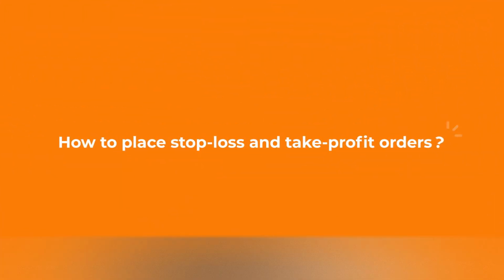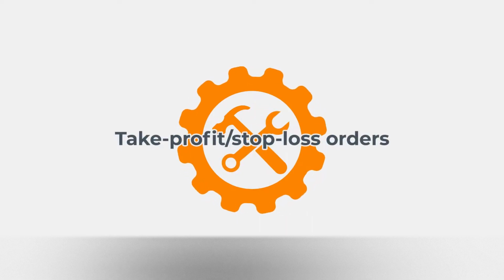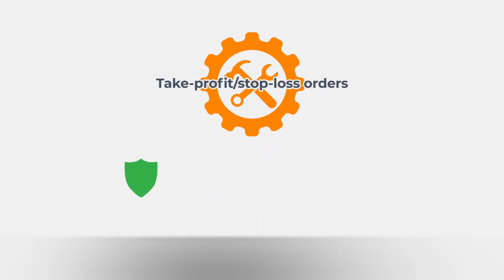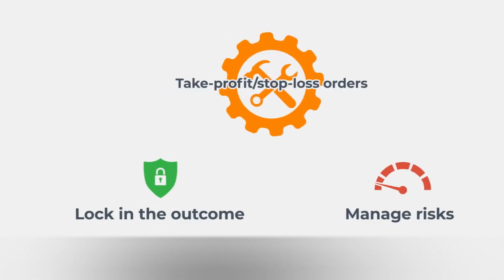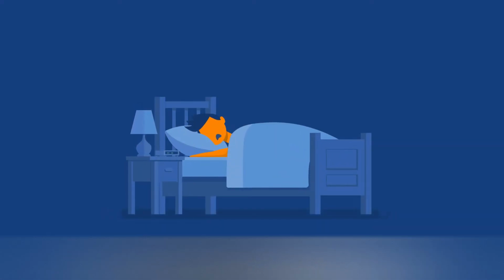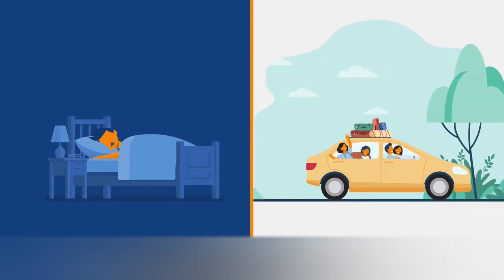How to place stop-loss and take-profit orders? The take-profit stop-loss feature is a tool that may help you lock in your outcome and manage risks. It is especially useful when you don't have the opportunity to constantly control your trades.